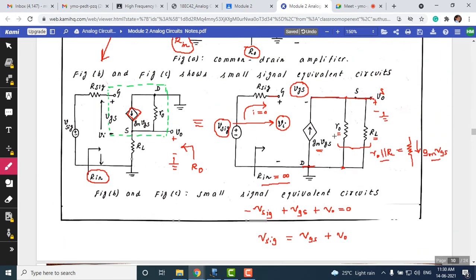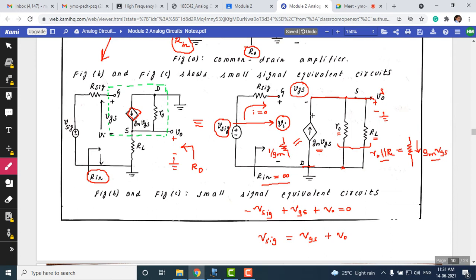As you can see, this is R naught parallel with RL, and this complete thing becomes equal to this resistance, the current source. This is equivalent to the resistance of 1 by Gm. If you remember, earlier while arriving at the MOSFET model, we have shown how a current source is equal to a resistance of 1 by Gm.